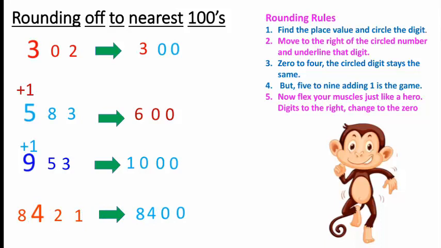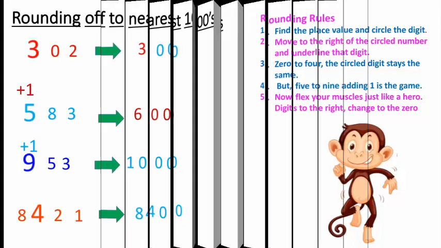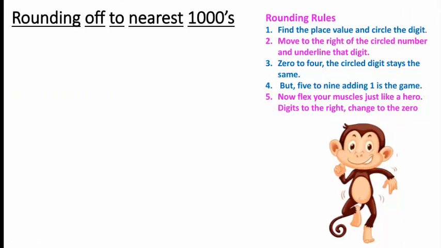So what is our rounding off? We have obtained for this 8421, we have obtained 8400. Clear this much? Now let us come to the rounding off to the nearest thousands place. So here also we will follow the same rule, but this time we will place a circle for the thousands place digit. Clear children? So let us come to the number.